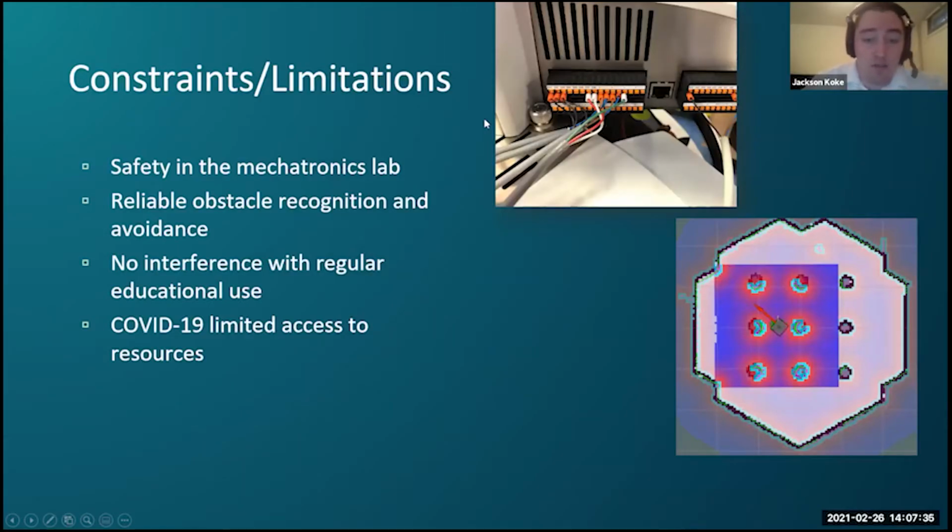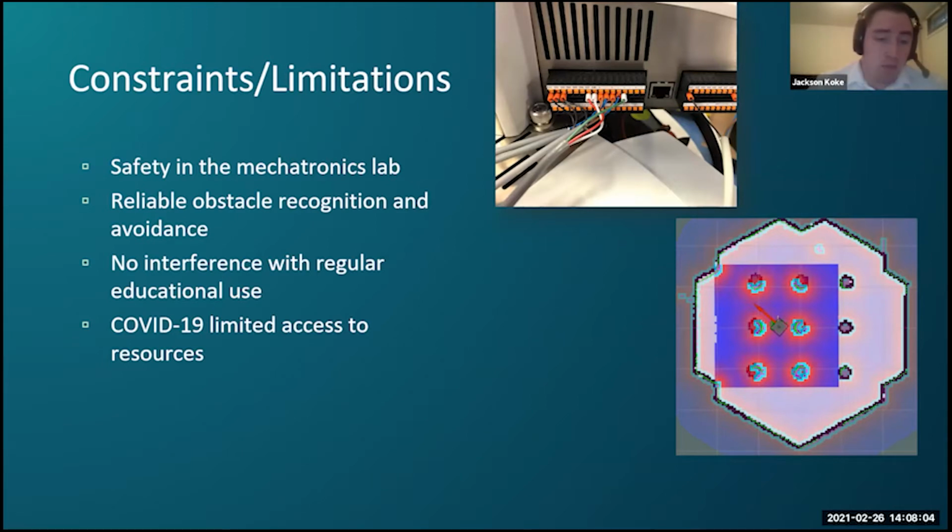So again, safety is of huge importance when considering constraints and limitations. We don't want the Robotino to injure anyone working around it. Reliable obstacle recognition and avoidance is necessary so that the Robotino can navigate autonomously and safely when it's going around people. Implemented functionality cannot interfere with current functionality. For example, the gripper we are designing cannot interfere with the current gripper on the Robotino.